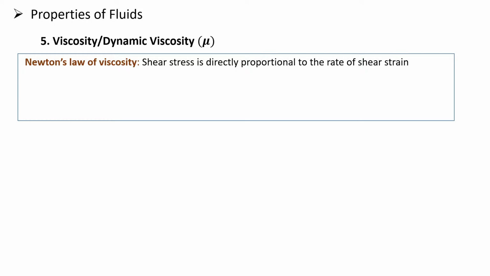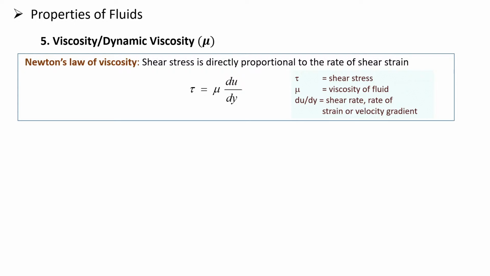Then there is one important law, that is Newton's law of viscosity, that states that shear stress is directly proportional to the rate of shear strain, or we can say that velocity gradient, because rate of shear strain, that is equal to the velocity gradient. Mathematically, we can write like this: shear stress, that is equal to mu du by dy. The terms are shear stress, that is nothing but tangential force upon area, or we can say that it is viscous force upon area. Mu, that is nothing but viscosity of the fluid, that is the property of the fluid. And du by dy, that is rate of shear strain or shear rate or strain rate or velocity gradient.